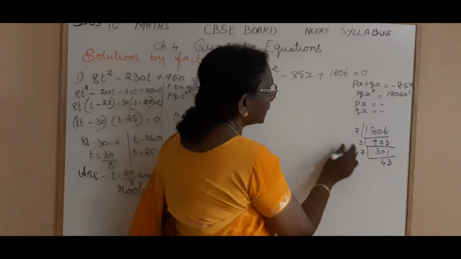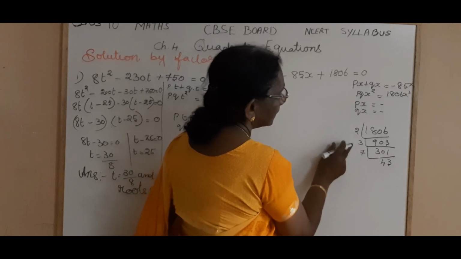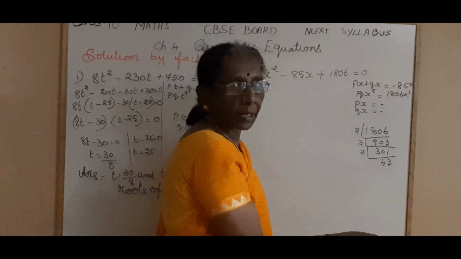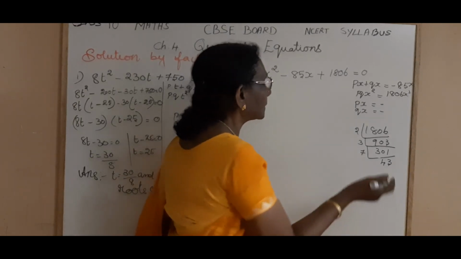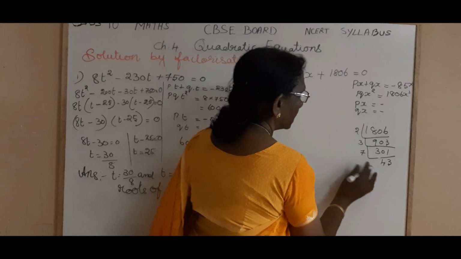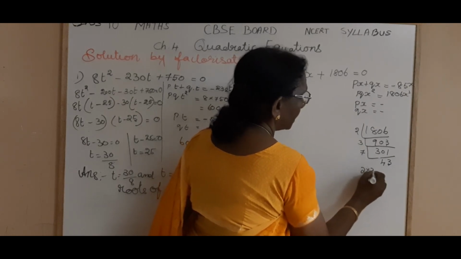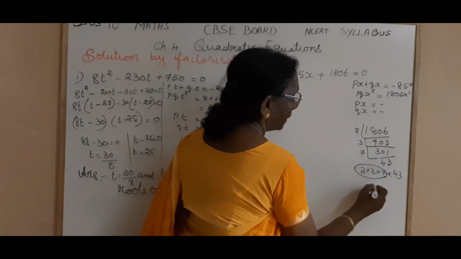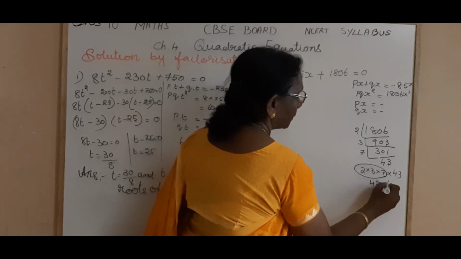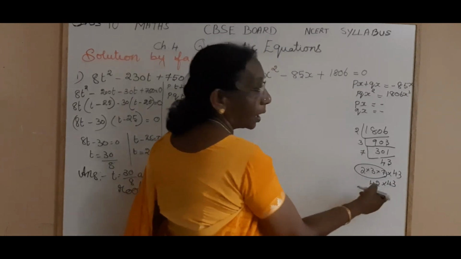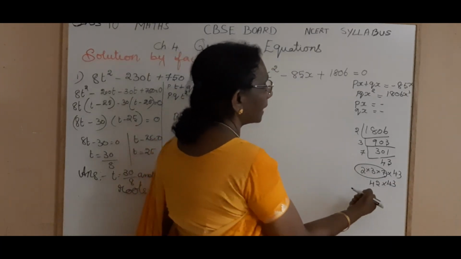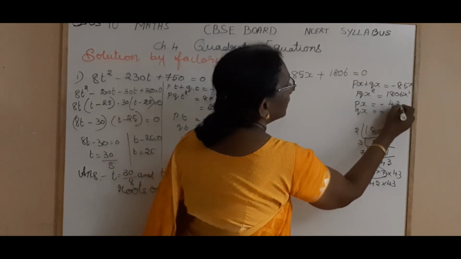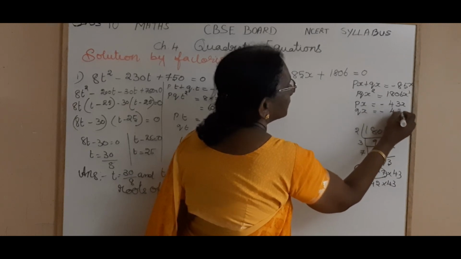Isn't it? So let us check here. 2 3s are 6. 6 7s are 42. 42 plus 43, 85. Are you getting 85? Yes. So 42, 2 into 3 into 7 into 43. So when you multiply, you get 42 into 43. So adding both, you are getting 85. Multiplying both, you are getting 1806. So this is minus 43x minus 42x.